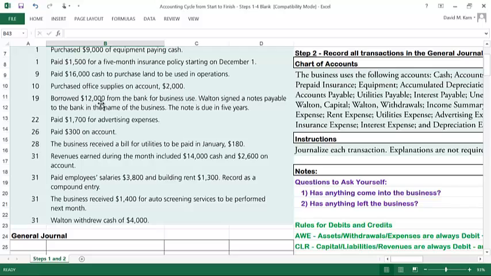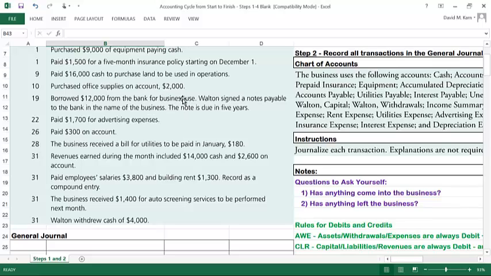We borrowed $12,000 from the bank for business use. Walton signed a notes payable to the bank in the name of the business. The note is due in 5 years. In most cases, your textbook will always tell you if there's a situation where you're signing a notes payable. So in this case, you're borrowing money from the bank. You owe the bank the money.